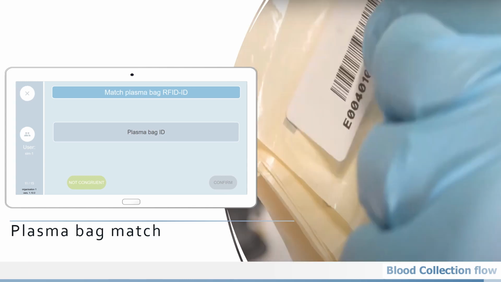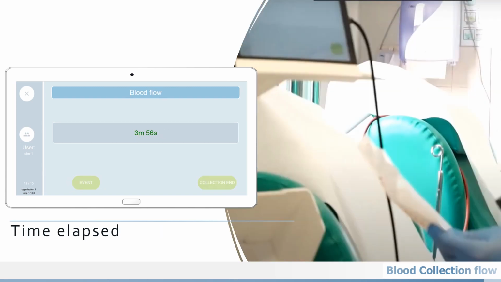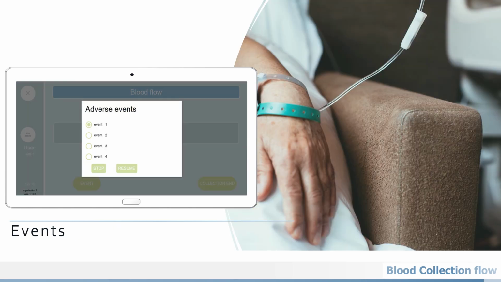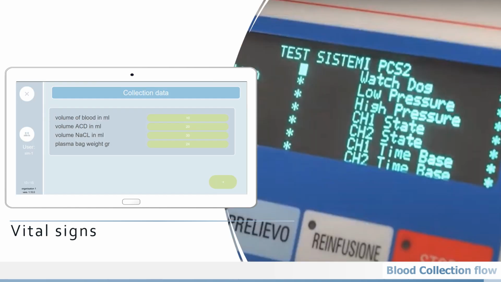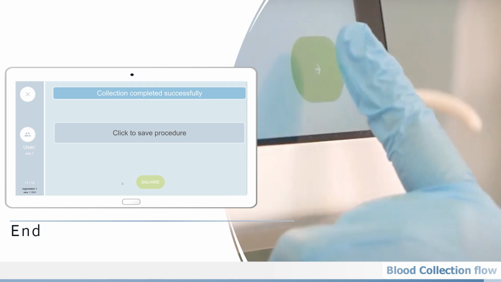Matching the plasma bag scan to the RFID bag code. Time elapsed from the beginning of the collection. Recording of events and reactions. Registration of the procedure parameters with possible connection to the equipment. Completion of the process.